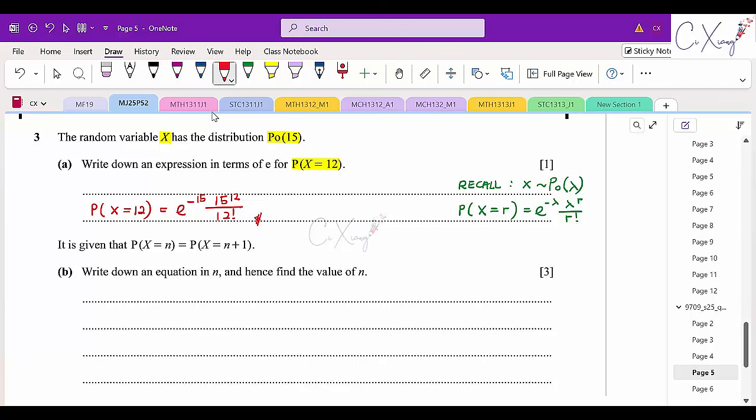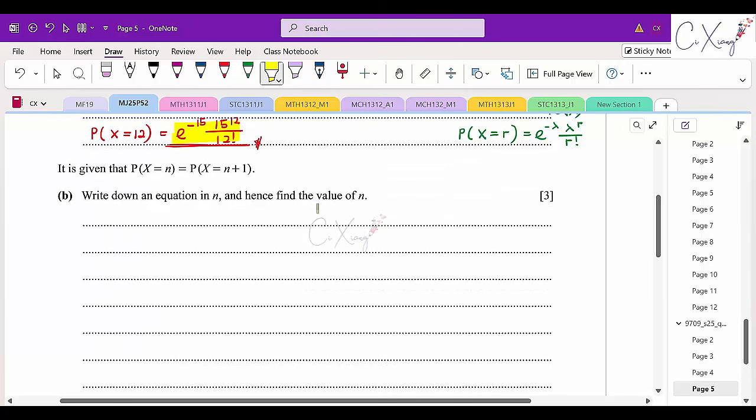Alright, so this is the general formula for the probability of x equals 12, in terms of e. Then let's continue further. How about if they give you the information that the probability of x equals n equals the probability of x equals n plus 1? Write down an equation in n, then hence find the value of n.